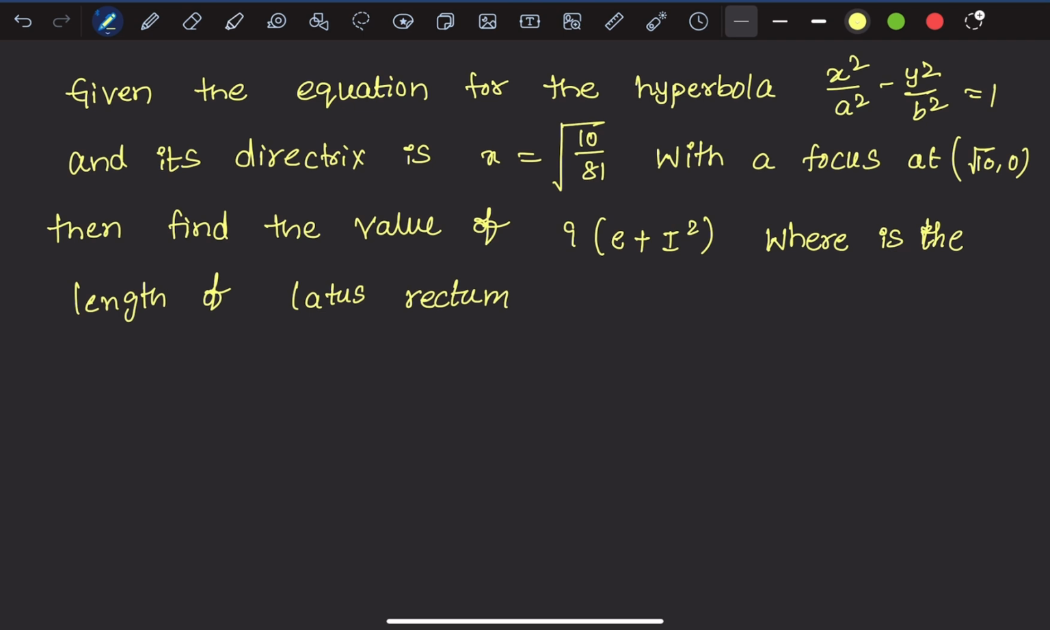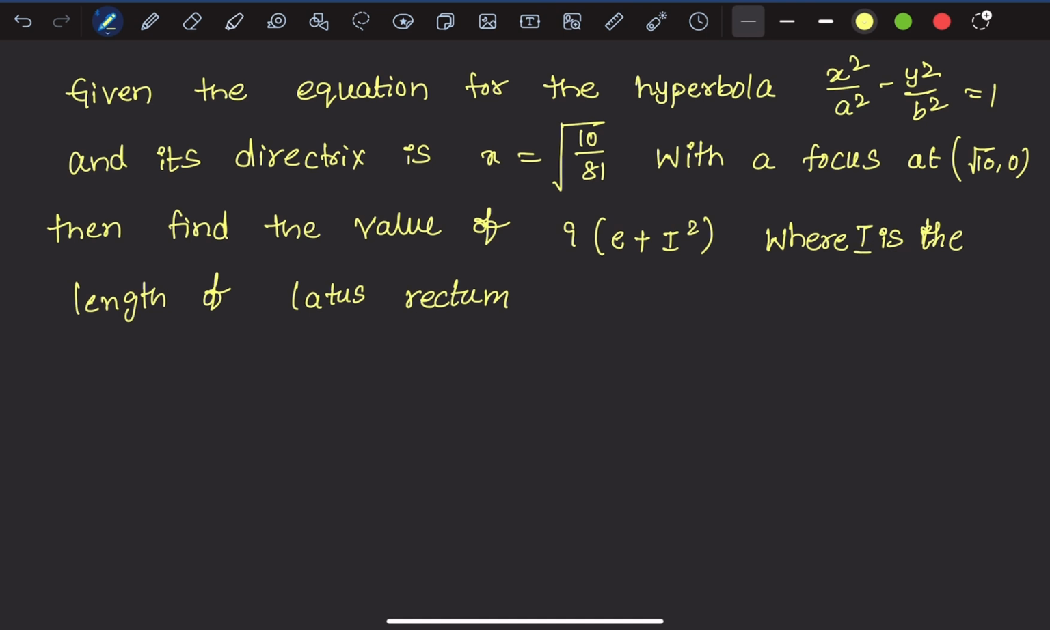So let us move to the next question. Here we have a hyperbola and the equation is given. This is a pretty standard hyperbola. The directrix is given and the focus is also given, and you have to find the value of this particular quantity, which is 9 multiplied by e plus l square. e is your eccentricity and l is the length of latus rectum.